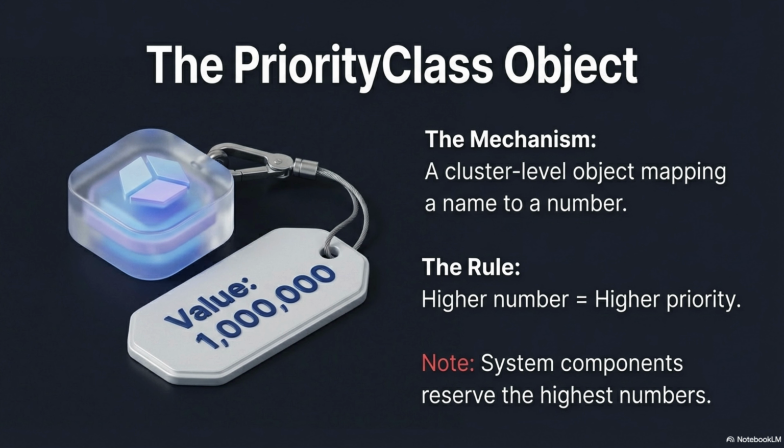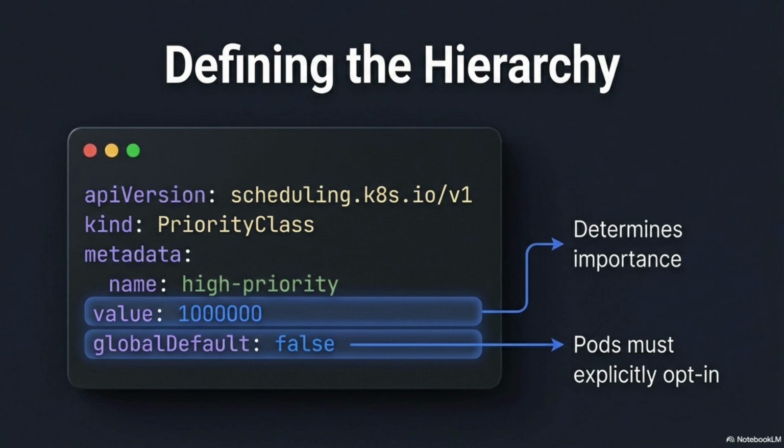Now, here's the thing. In practice, you don't just sprinkle numbers directly in your pod YAML. Instead, you create this cluster-wide object called a priority class. Think of it like a reusable template. It maps a friendly name, something like high priority, to that specific integer value. And here's what one looks like. It's pretty straightforward. You've got the name, which is how you'll refer to it. You've got the value, that's the actual priority number, in this case, a nice big 1 million.